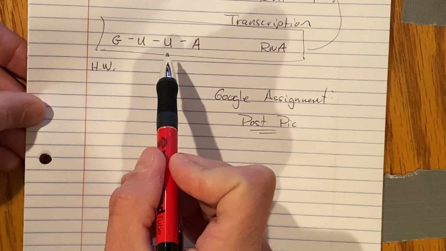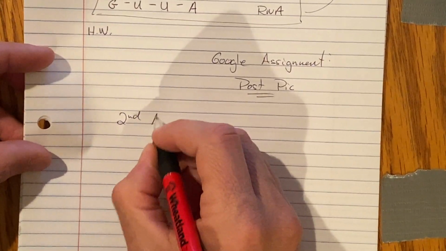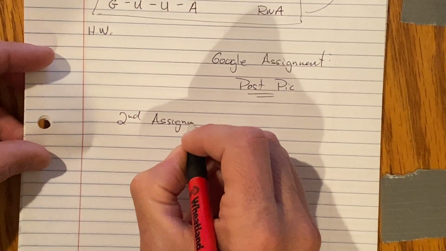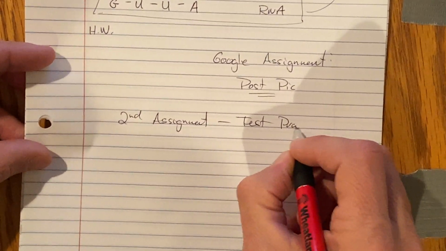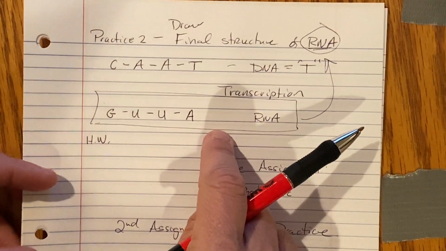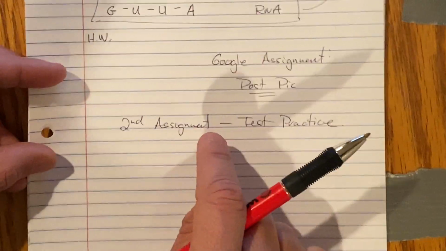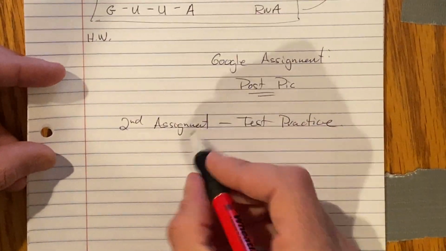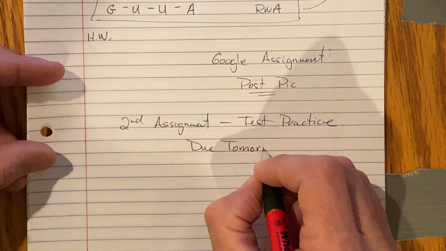All right? In addition, there's going to be a second assignment. And it's going to be test practice. That's what we're going to work on tomorrow. So you'll have time in class to finish this one. And then if you understand that, I'm going to post a second assignment over lunch. That will also be due tomorrow. So you got a double dose. It's going to be busy this week.